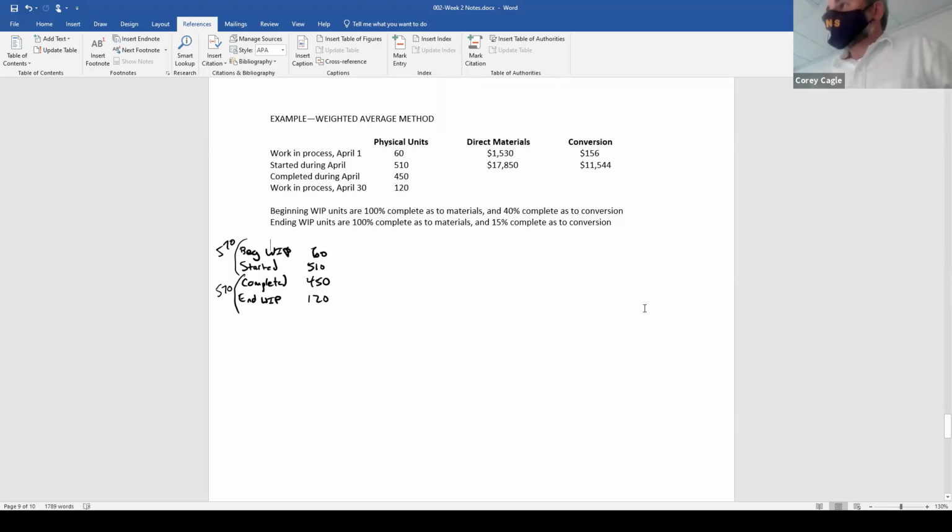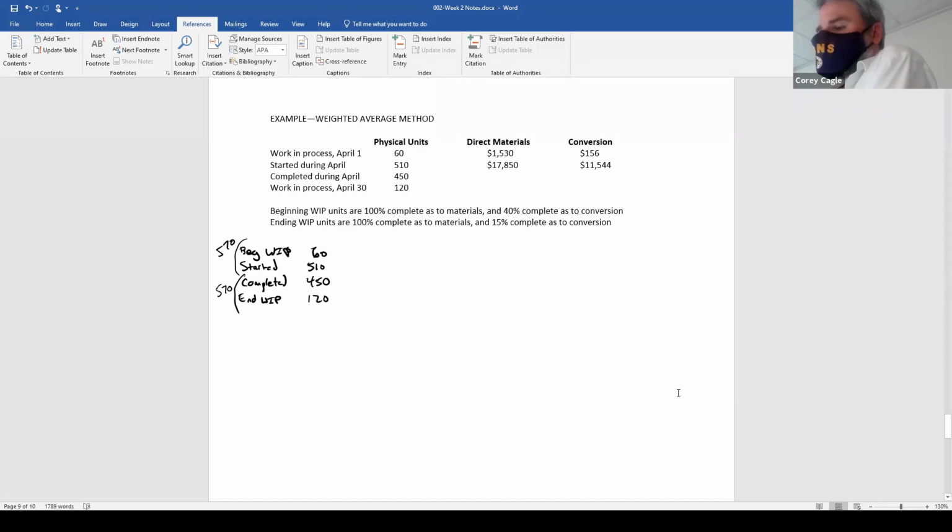Every now and then they'll give you 3 of those numbers and make you figure out the 4th. So just keep in mind the units that you began with and the units you started. That's how many units are going on. The second 2 numbers are where they ended up. Some are done, some are not. Those each have to total the same thing. 570 to account for, 570 accounted for. So they could have left any of these numbers blank and we could have easily plugged it in. So we need to know that.